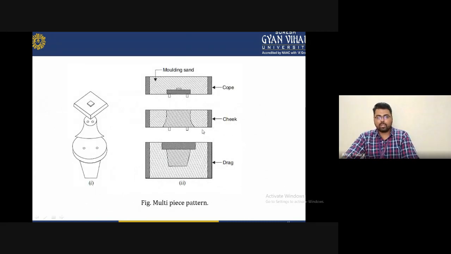It's a multi-piece pattern. If multiple pieces are situated on the same pattern, you may fabricate multiple pieces. These are the upper portion, which we call the top, and the lower portion, which we call the drag. In between them the check is attached, and the hatching lines indicate the molding sand. The molding sand is placed together and surrounds the area of the pattern, so it helps hold all the pieces and stops vibrations while the mold is kept in this section. So these are the multiple piece patterns.